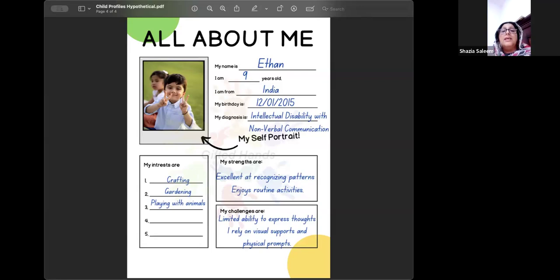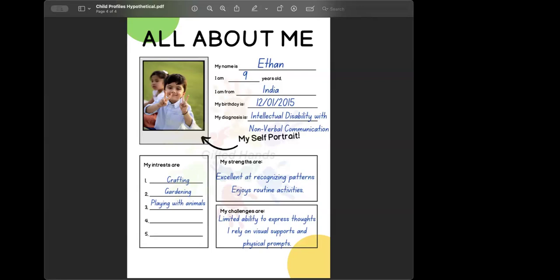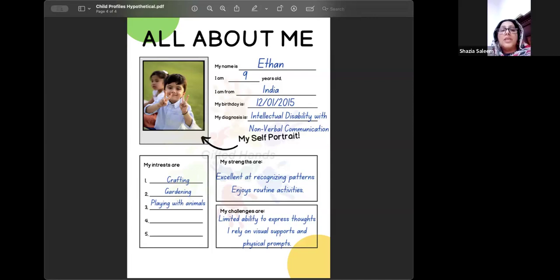Because Ethan loves PE, he will try to complete his task, because he knows that if he does not complete it, I will not let him go for PE. Or because Ethan loves gardening and crafting, I will give him a task: if you do well in maths or English, have good reading, good spelling dictation, and do not misbehave with your classmates, I will take you to the garden and we will do some gardening.